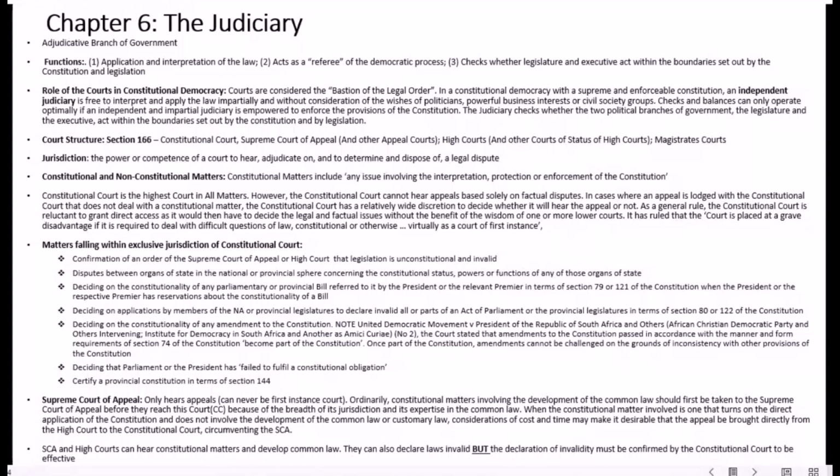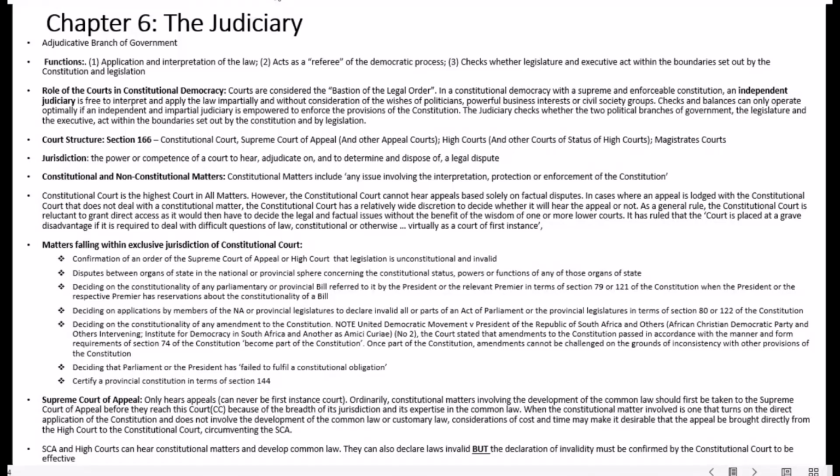And then when we talk about jurisdiction, we talk about the power or competence of a court to hear, adjudicate on, and to determine or dispose of a legal dispute. And we always distinguish, for purposes of constitutional law, between constitutional and non-constitutional matters or issues. And when we talk about constitutional matters, we are talking about any issue involving the interpretation, protection, or enforcement of the Constitution, colleagues.